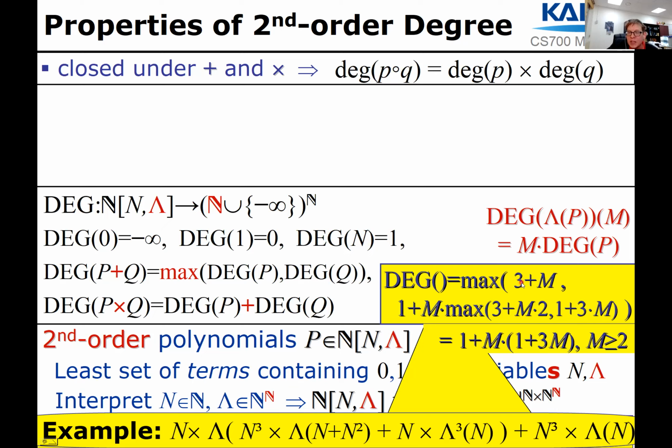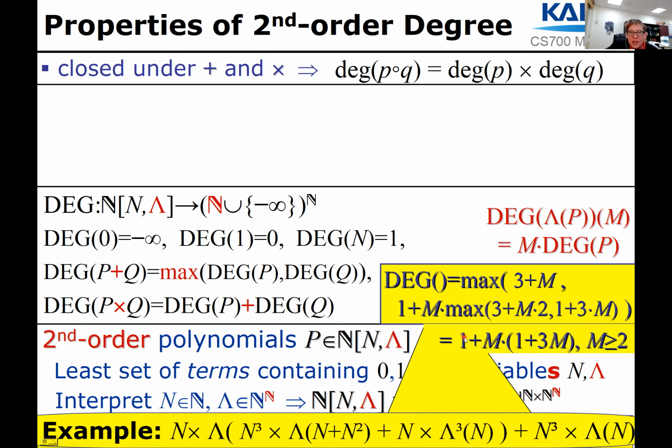Notice that every subterm here is monotonically increasing. So when m is at least 2, then this part dominates over this, and therefore the maximum is given by this. And also in this case, this part becomes unimportant, is dominated by this. So for m at least 2, the degree of this here is this expression, which I'd like to point out is again a polynomial, a classical, a univariate polynomial in one variable m.